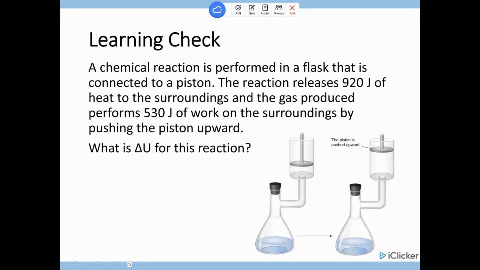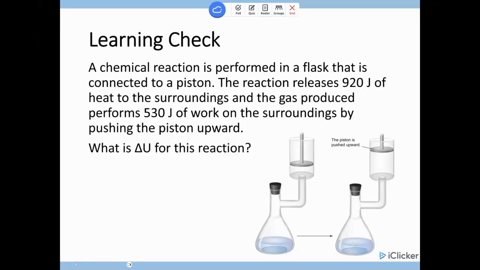So let's do this learning check here. Before I start the iClicker, let's think about what's going on. So we have a chemical reaction performed in a flask that's connected to a piston. So we have a closed system, and the piston prevents anything from escaping in that area. The reaction releases 920 joules of heat to the surroundings, and the gas produced performs 530 joules of work on the surroundings, and we see that by the piston being pushed upwards. So, question is, what is delta U for this reaction?